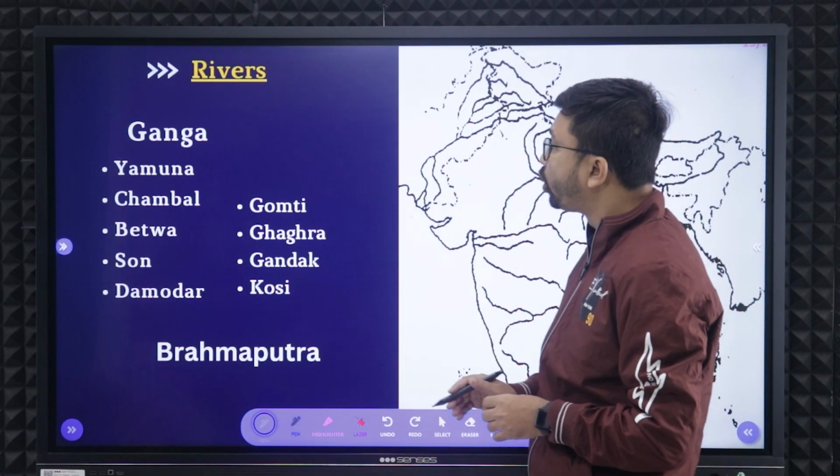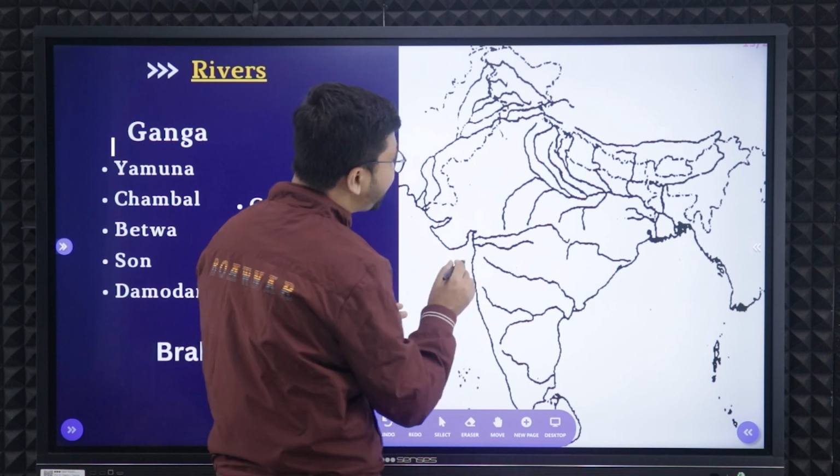Now next we will do the Ganga river. The Ganga river is the main river.